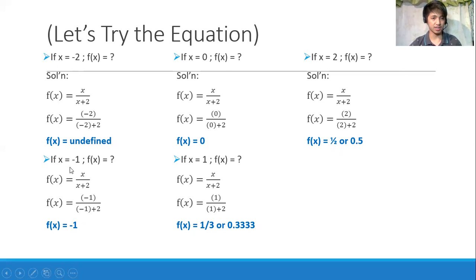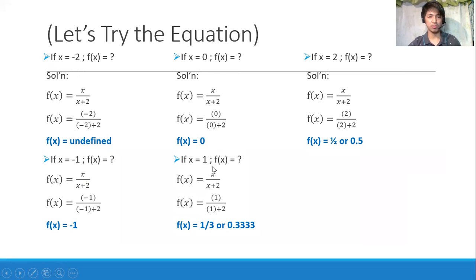Then if x is equal to negative 1, what is the value of f of x? So f of x is equal to x over x plus 2. Then f of x is equal to -1 over -1 plus 2. So -1 divided by 1 is equal to -1. If x is equal to 0, what is the value of f of x? F of x is equal to 0 over 0 plus 2. So 0 divided by 2 will give you 0.